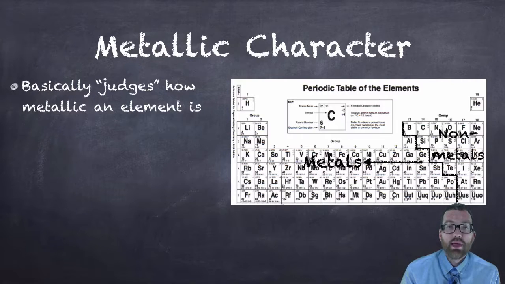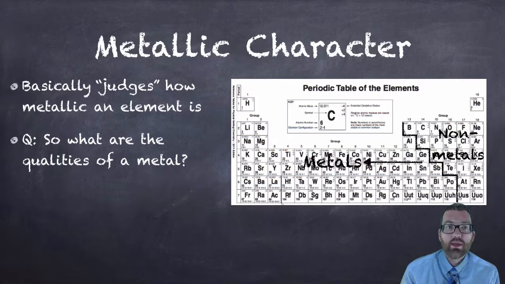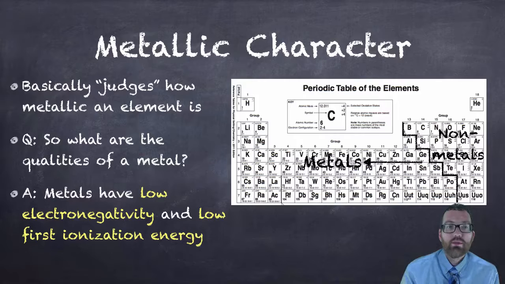So remember the staircase that borders the line between the metals and the nonmetals? All the metals are to the left and the nonmetals are to the right of that staircase. So what are the qualities of a good metal? Metals have low electronegativity and low first ionization energy.